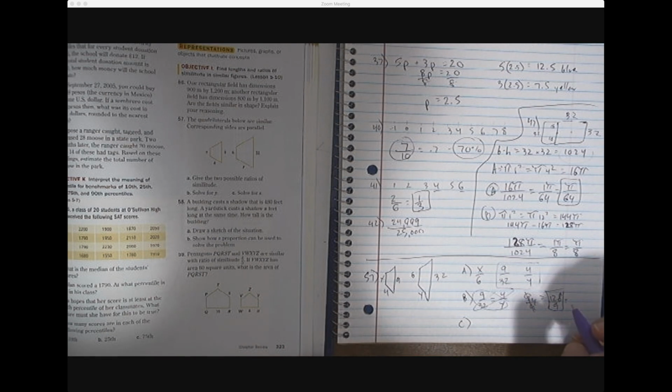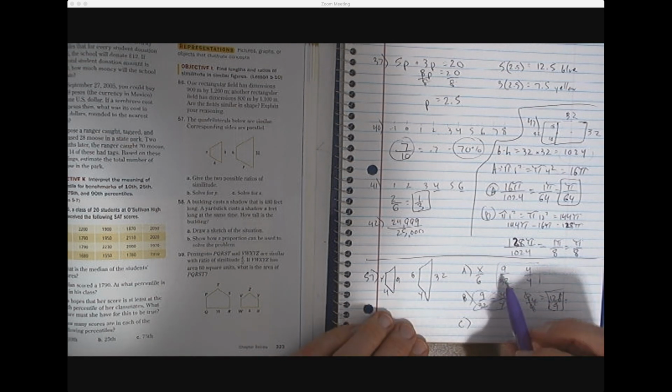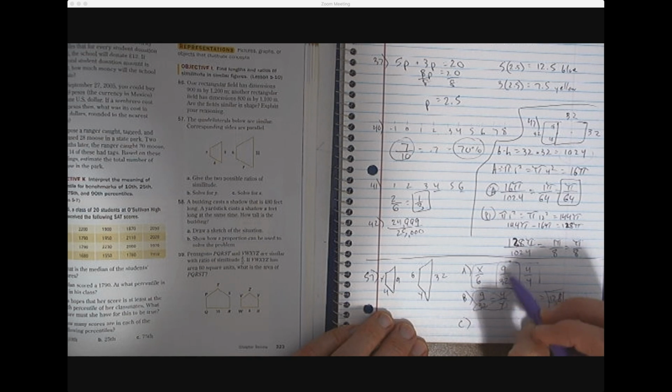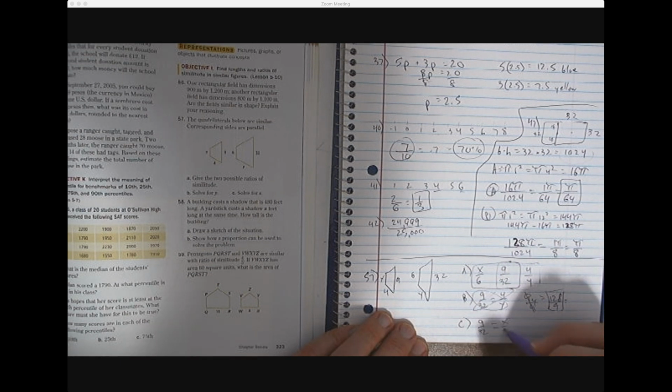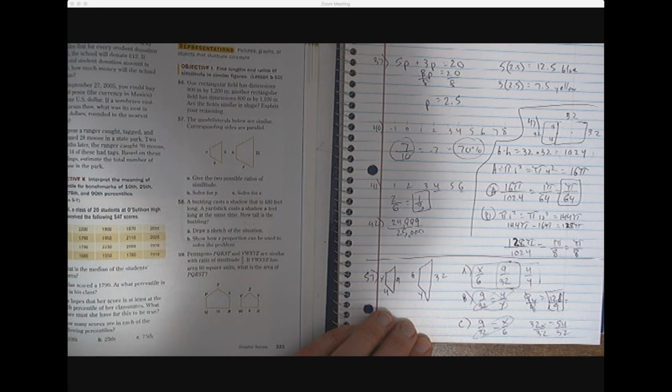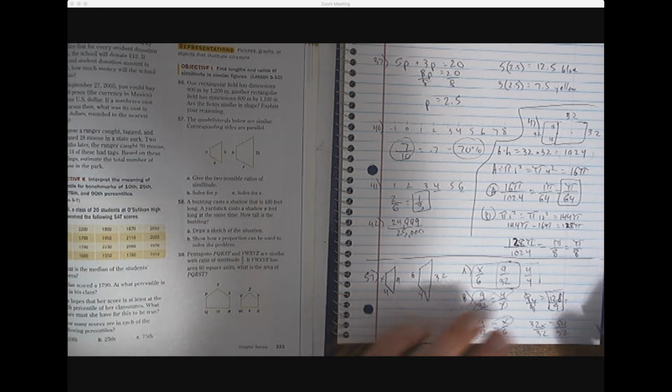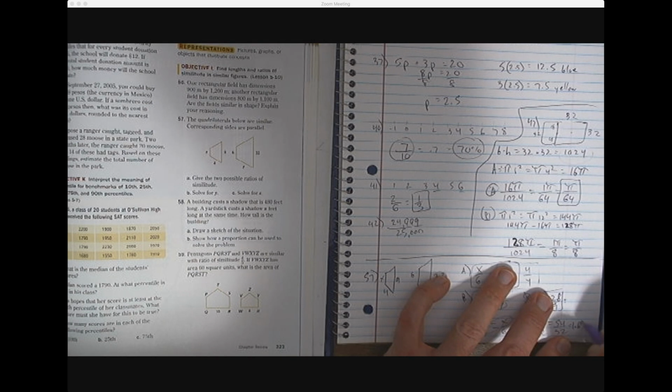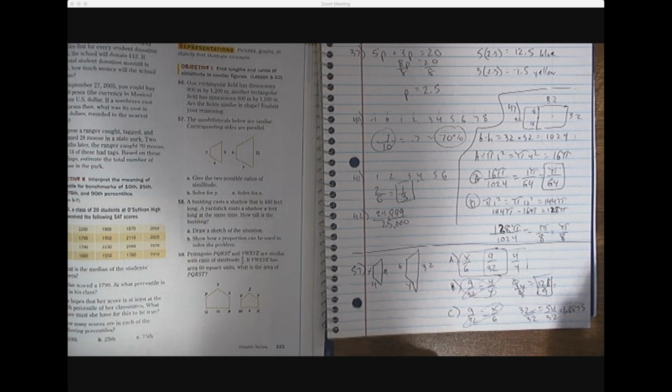And then letter C, solve for x. So now I'm going to set these up. I'm going to use the 9 over 32 again. And it doesn't matter which side of the equal sign you put them on. And then the x over 6. Cross multiply, so I get 32x. And 9 times 6. So 54 divided by 32. Now that doesn't divide nicely either, though it's okay. 1.6875, and we're okay with that.